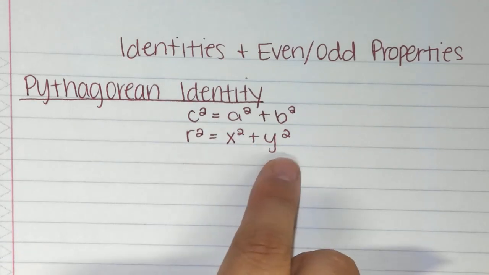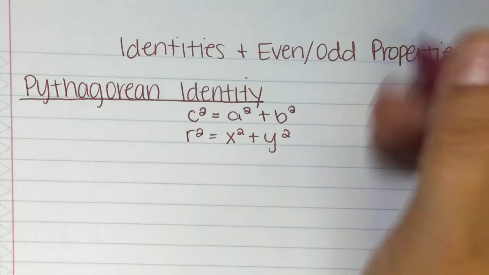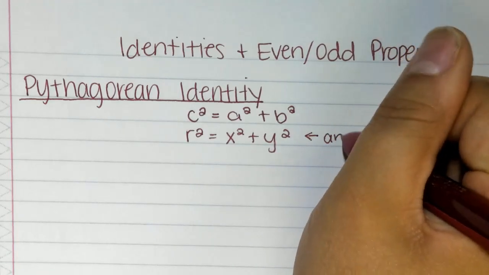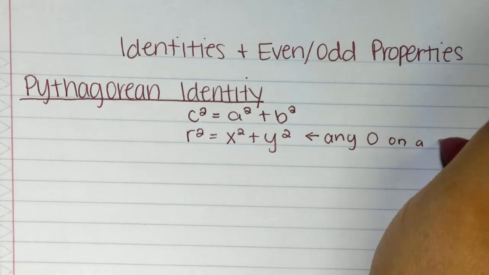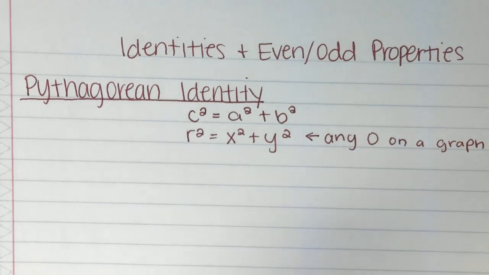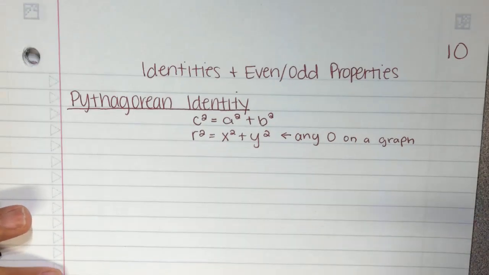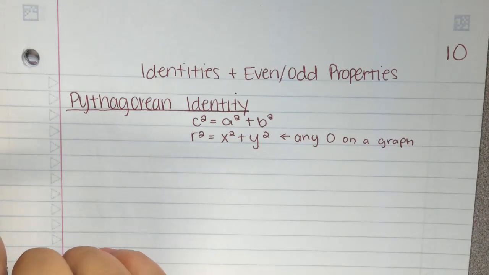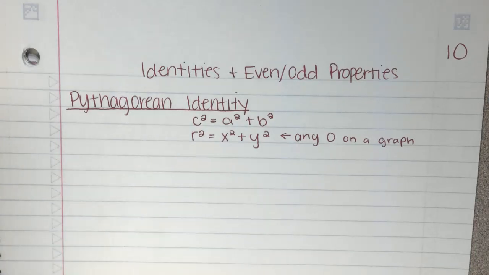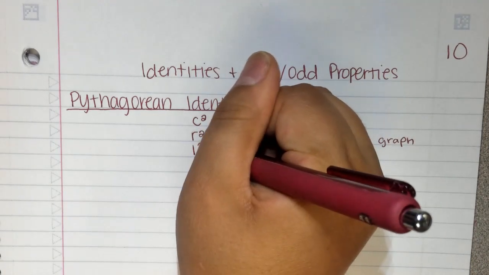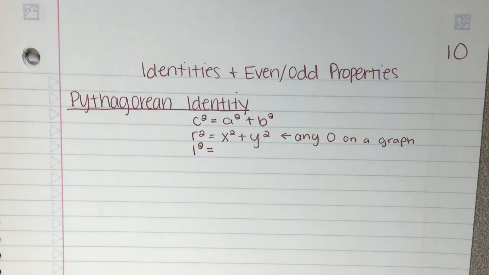Do you agree this applies to any circle on our graph? Right? That's at the origin. Today we're going to learn an identity that applies to the unit circle. And the unit circle, what do I know about it? It is 360 degrees, but what do you know? How is that different than any other circle? What's different about our unit circle? The radius is 1. And since the radius is 1, what do we know about x on our unit circle?